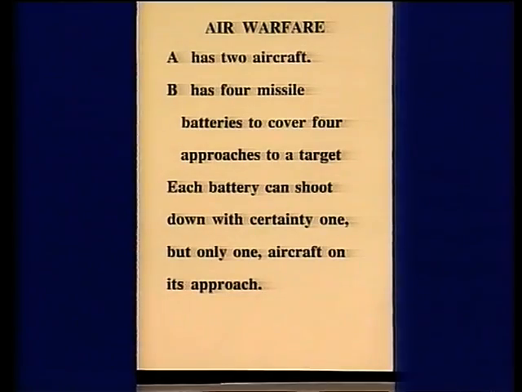The theory of games really had an impetus in the Second World War, and problems of strategic warfare really provided a launchpad for many of the methods we're looking at today. Here's an example of such a problem. A has 2 aircraft which he's trying to send on a mission, and B has 4 missile batteries to cover 4 possible approaches to a strategic target. Each battery can shoot down with certainty only 1 aircraft on its approach. What should each player do?